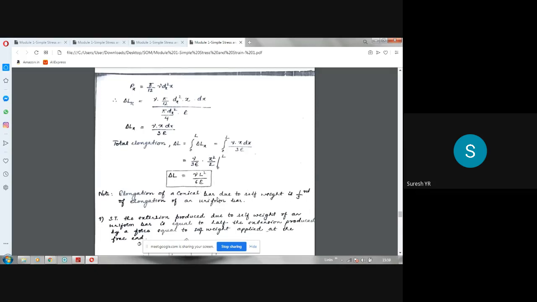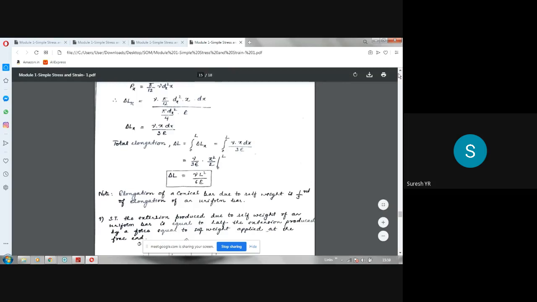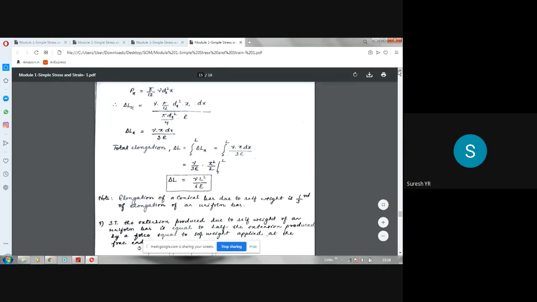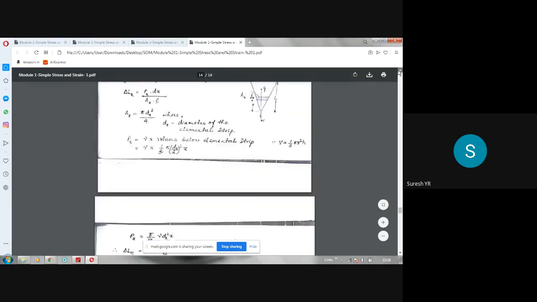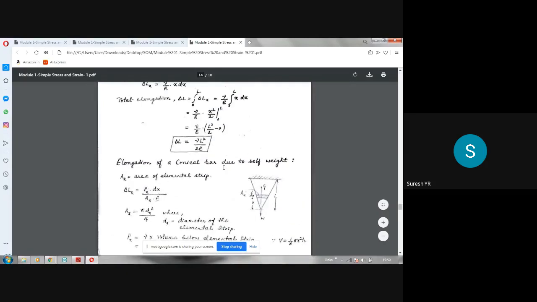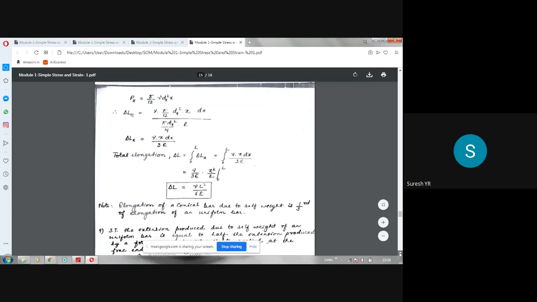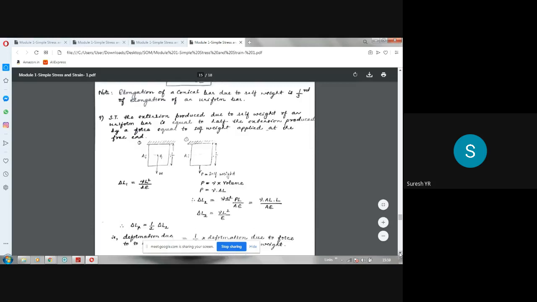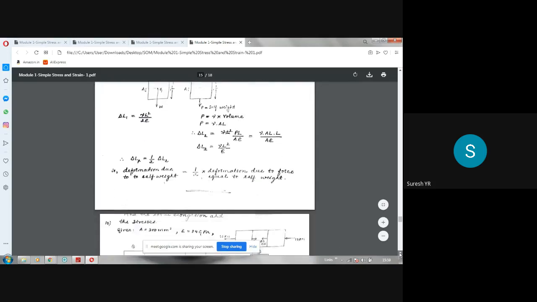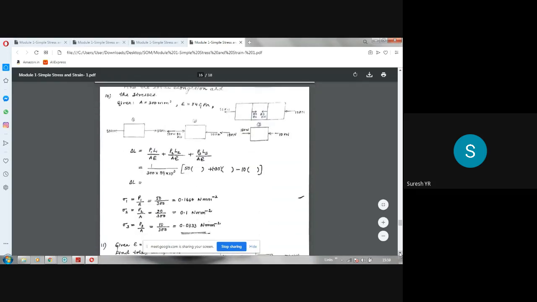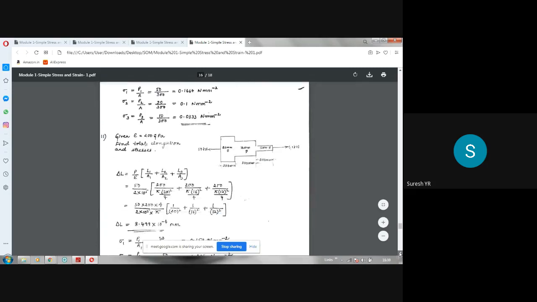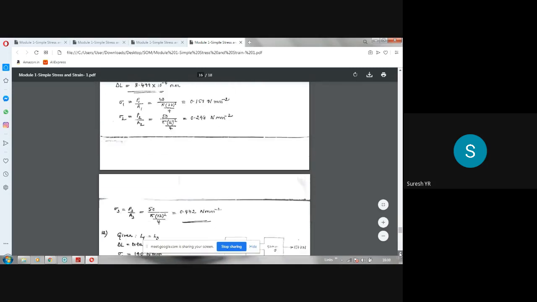You can see that the elongation of a conical bar due to its self weight is 1/3 of the elongation of a uniform bar. Because it is gamma L square by 6E for a conical bar, whereas for a cylindrical bar it is gamma L square by 2E. So 2E is there, and 6E is there. So it is 3 times less, or this is 1/3 of that. For these two, the derivation is similar in the book, and you can go through it. Then all these types I have covered. These are additional examples which have been done.